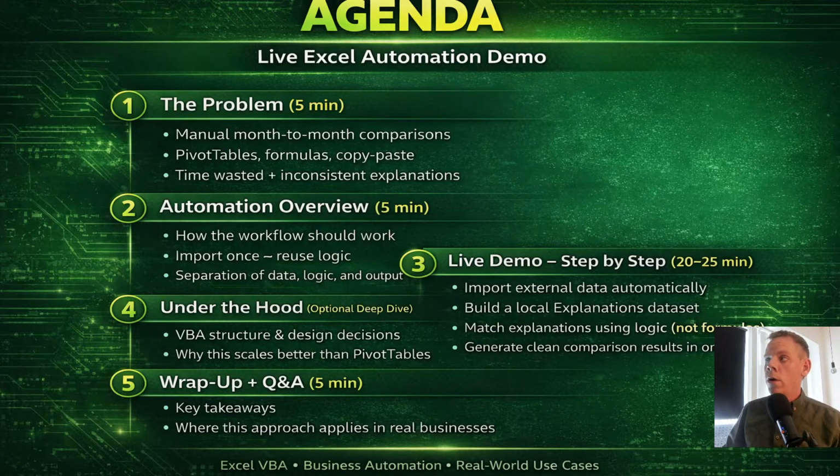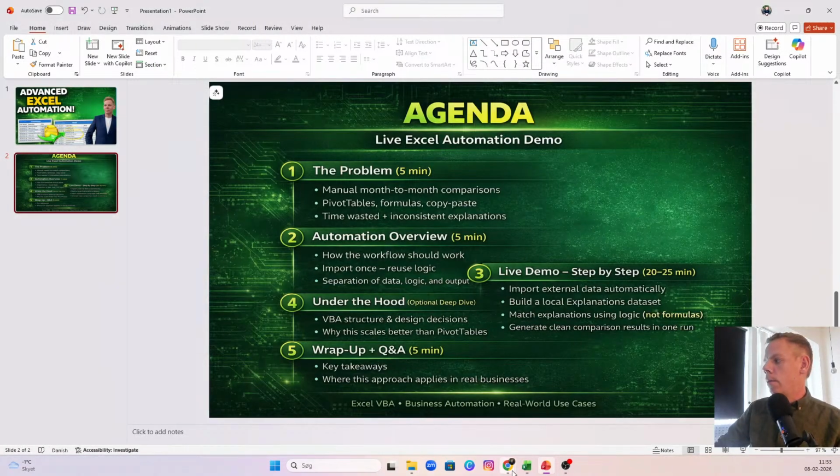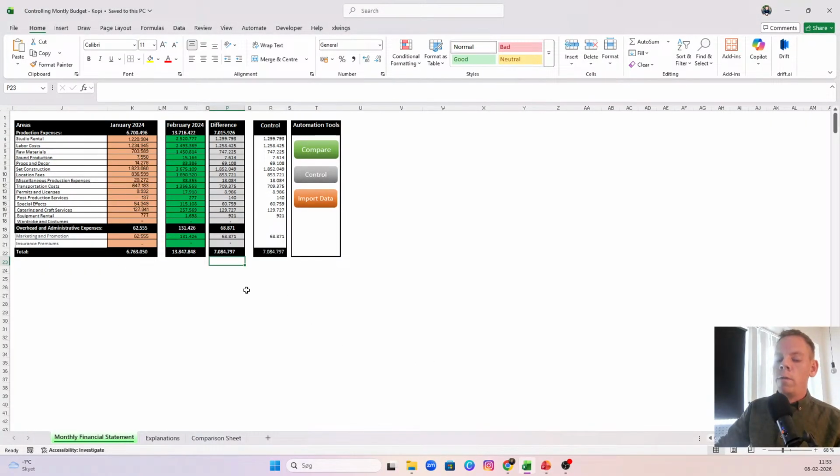So, how the workflow should work: import once and reuse the logic. You keep importing it from your SQL database or from another workbook, sorry. And separation of data, logic, and output. So you separate it: this is the data, this is the logic behind it, and here's the output. Generally, we like to bridge the gap between the raw data that might be messy and wanting it presented in a certain way. For example, a quick overview you can send to your managers that explains what has happened.